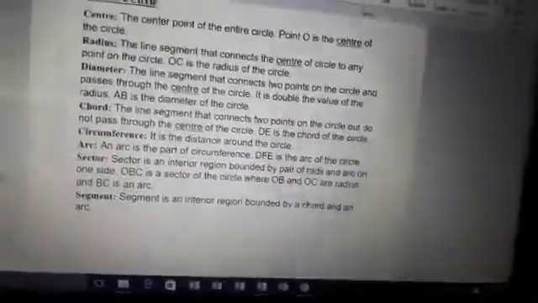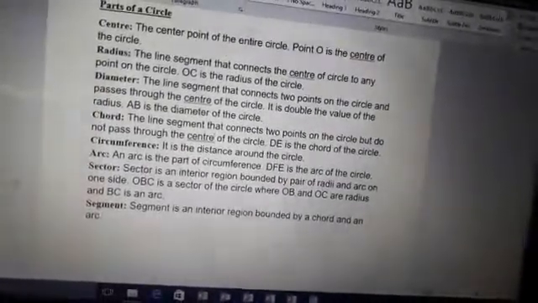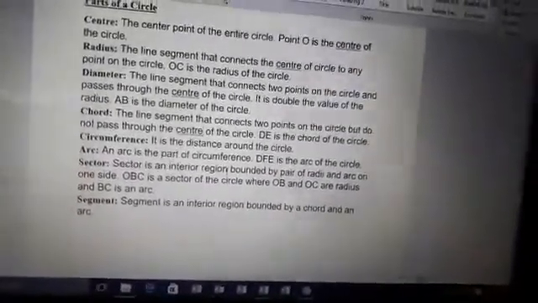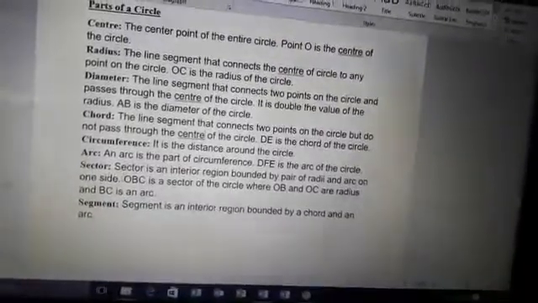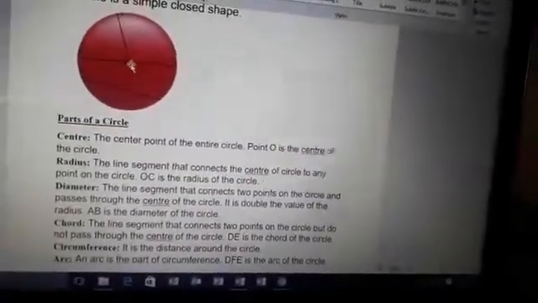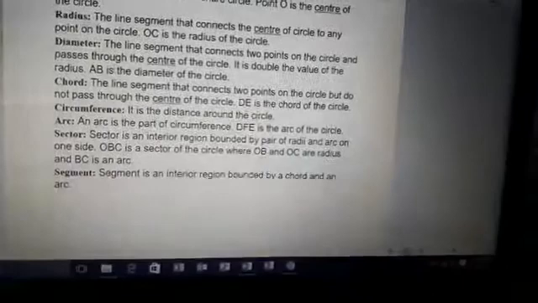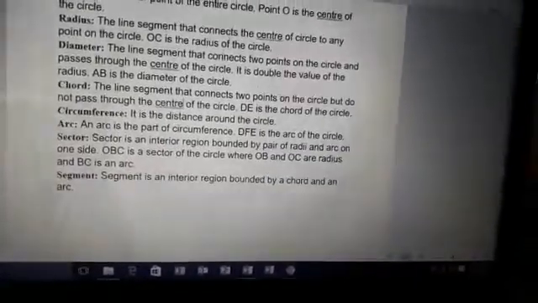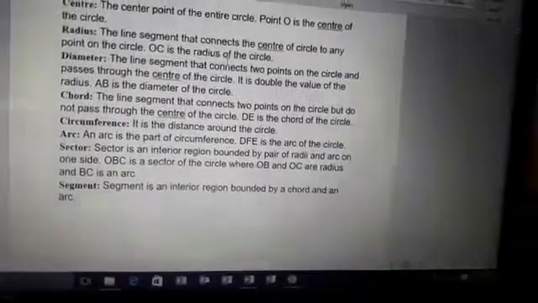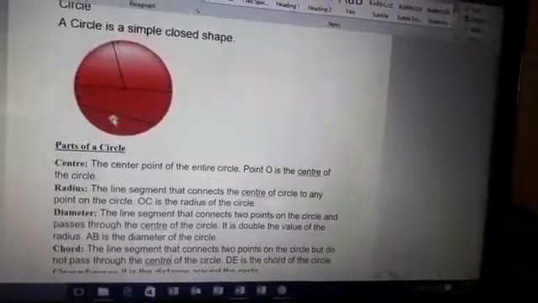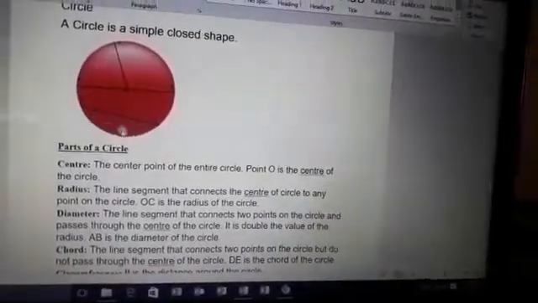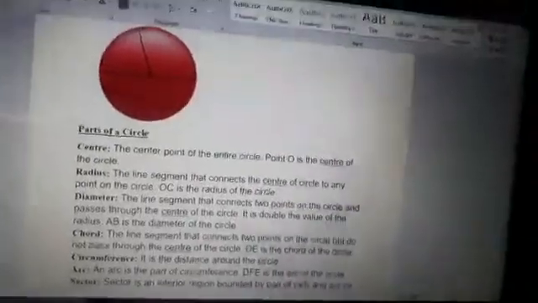Then what is a sector? A sector is an interior region bounded by a pair of radii and an arc on the side. Here OBC is a sector. Here you can see OBC sector, OAC sector. Okay, these are called sectors. Segment. Then what is a segment? A segment is an interior region bounded by a chord and an arc. The chord and an arc, the interior region, here it is called the segment.